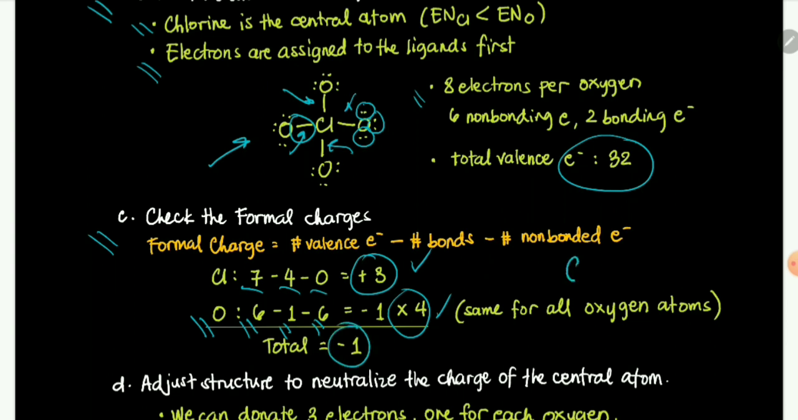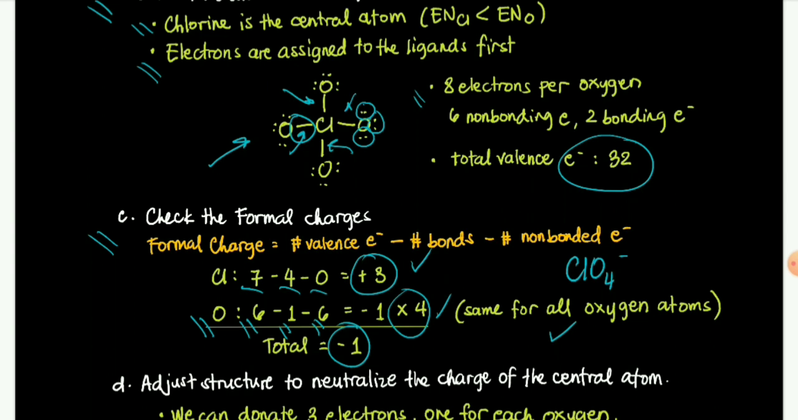So yung ating perchlorate, ClO4-, ay may negative 1 na formal charge. So this is correct, yung ating formal charge. Pero positively charged yung ating central atom, tas negatively charged lahat ng ligands. So para ma-minimize natin yung charge separation na to, kasi this is unstable. Okay?